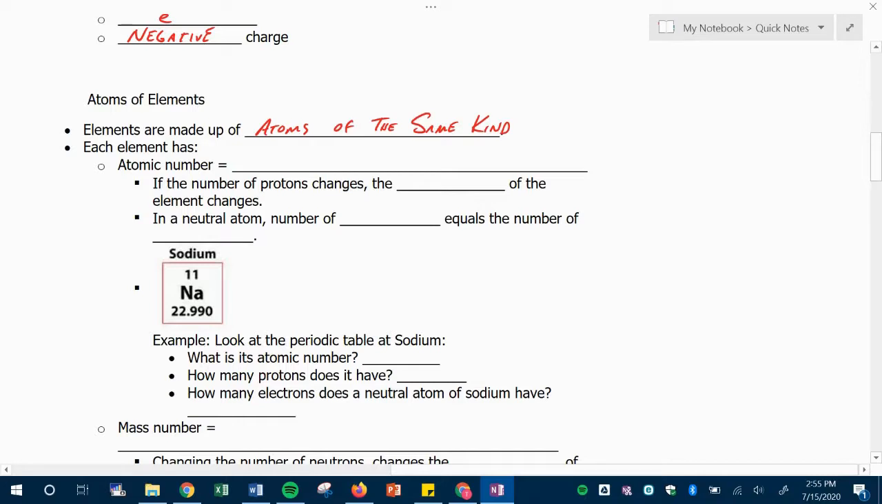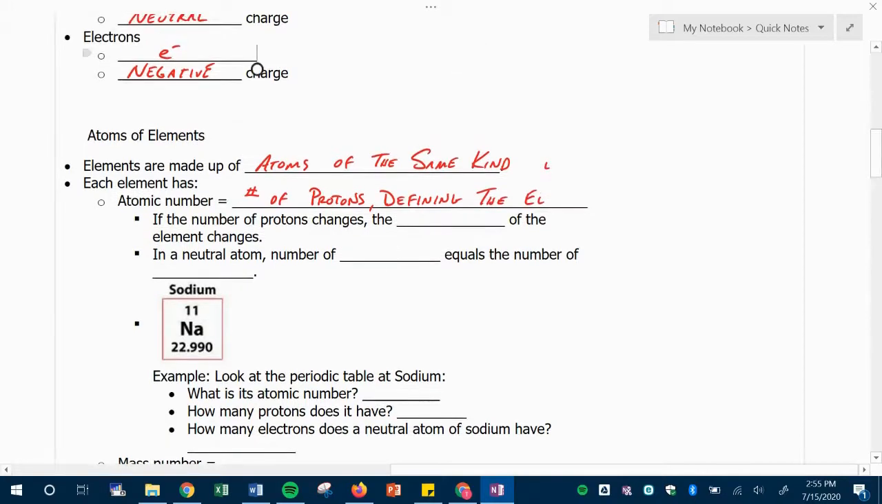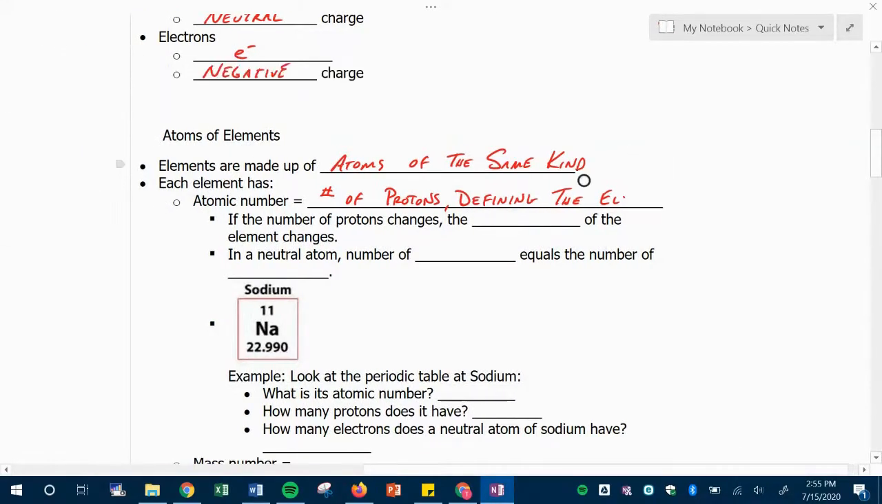And so with each element, all elements have a couple different things. The first is the atomic number. Now, the atomic number is actually equal to the number of protons that that particular element has. And this is our way of defining the element. So this is how we separate what is, let's just say, sodium versus what is chlorine versus what is calcium, is this idea of these different numbers of protons.